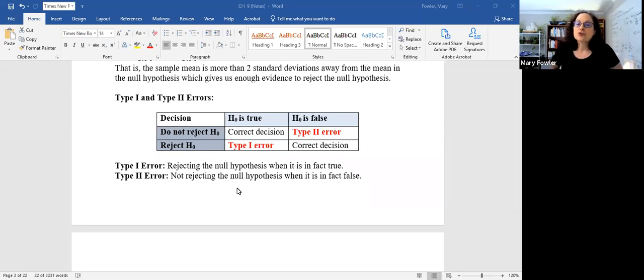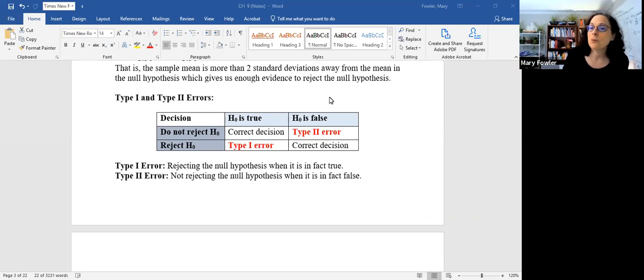Now suppose that the state of the world is different. Suppose that in fact the pretzel machine is not working correctly. Then we also have a correct decision, and the correct decision would be to reject the null hypothesis, because the state of the world is that H naught is false. That would be the correct decision. The machine isn't working that well, we need to recalibrate it.